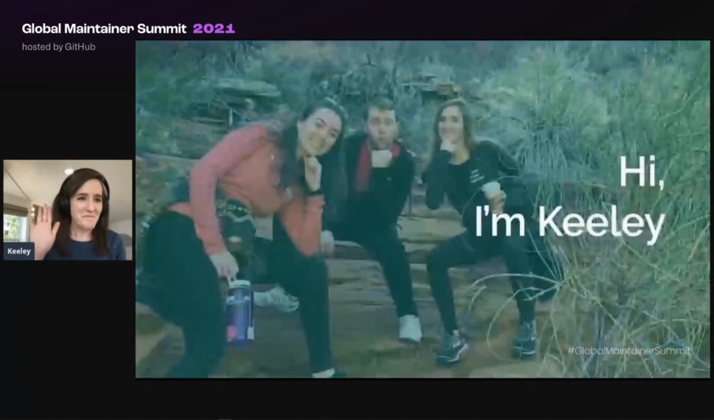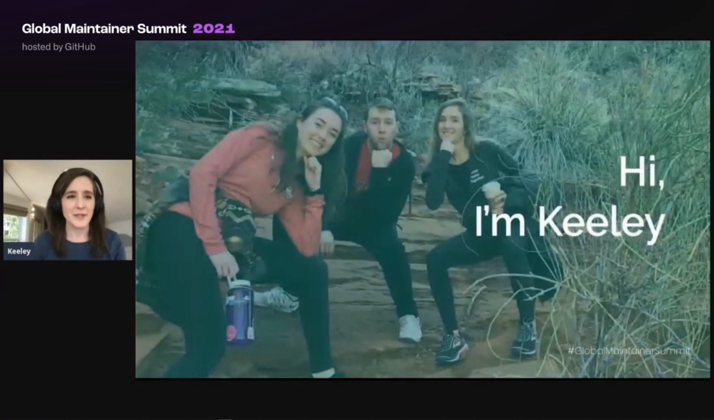So to introduce myself, hello, my name is Keeley Hammond. I'm a senior software engineer at Slack and one of the maintainers of Electron. And I am here hiking with my brother and my sister.